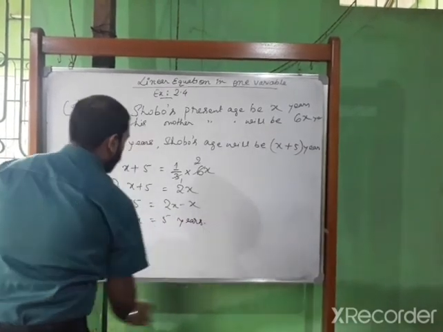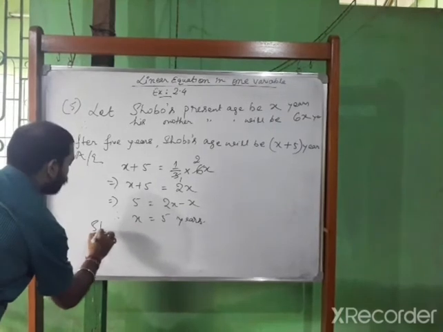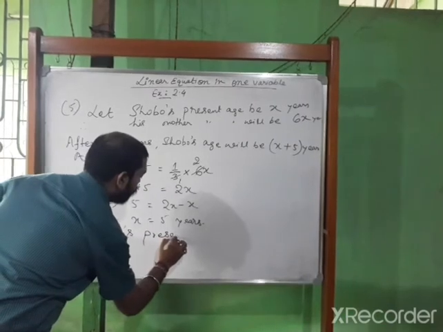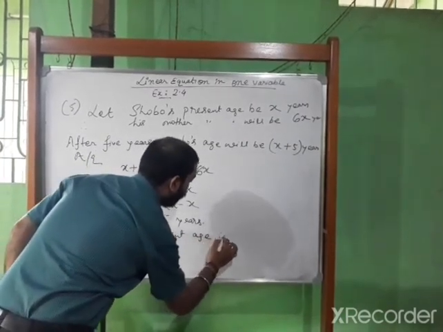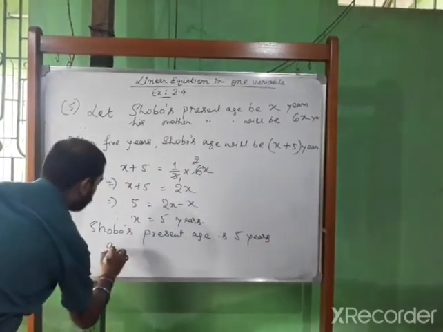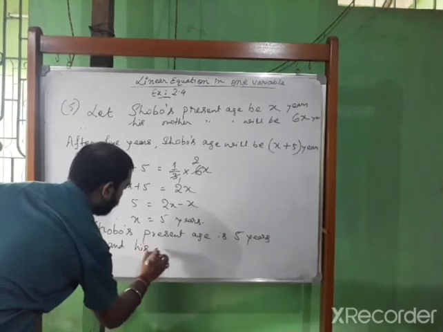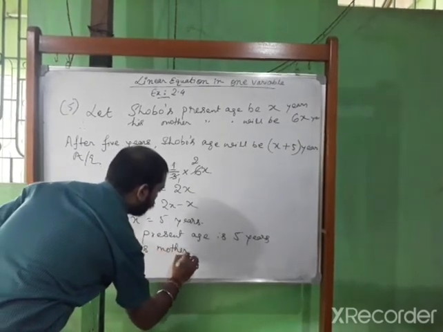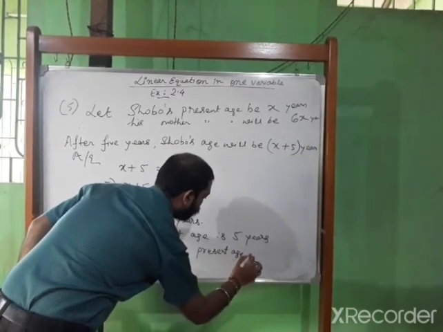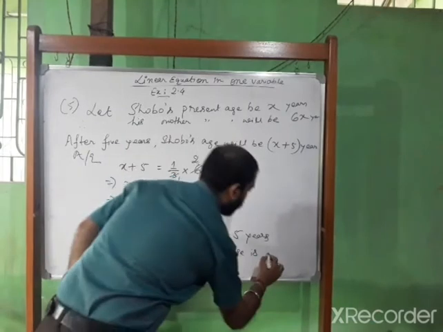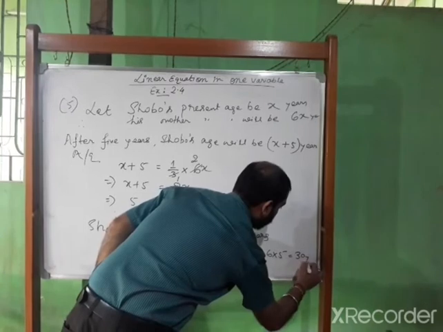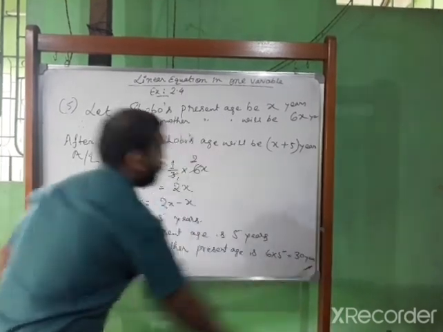So, Shabu's present age is 5 years, and his mother's present age is 6x, that is 6 into 5, that is 30 years. So this is our required solution.